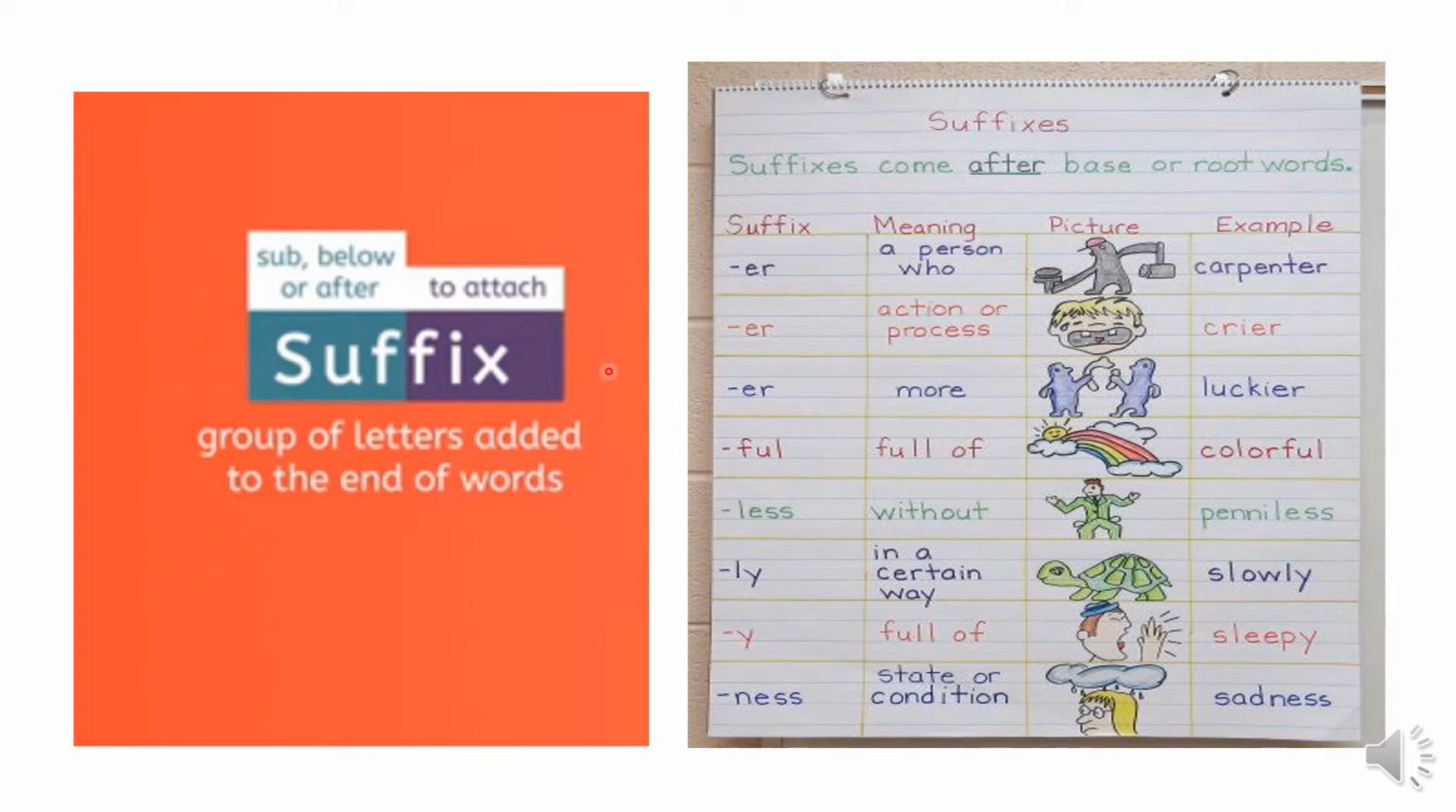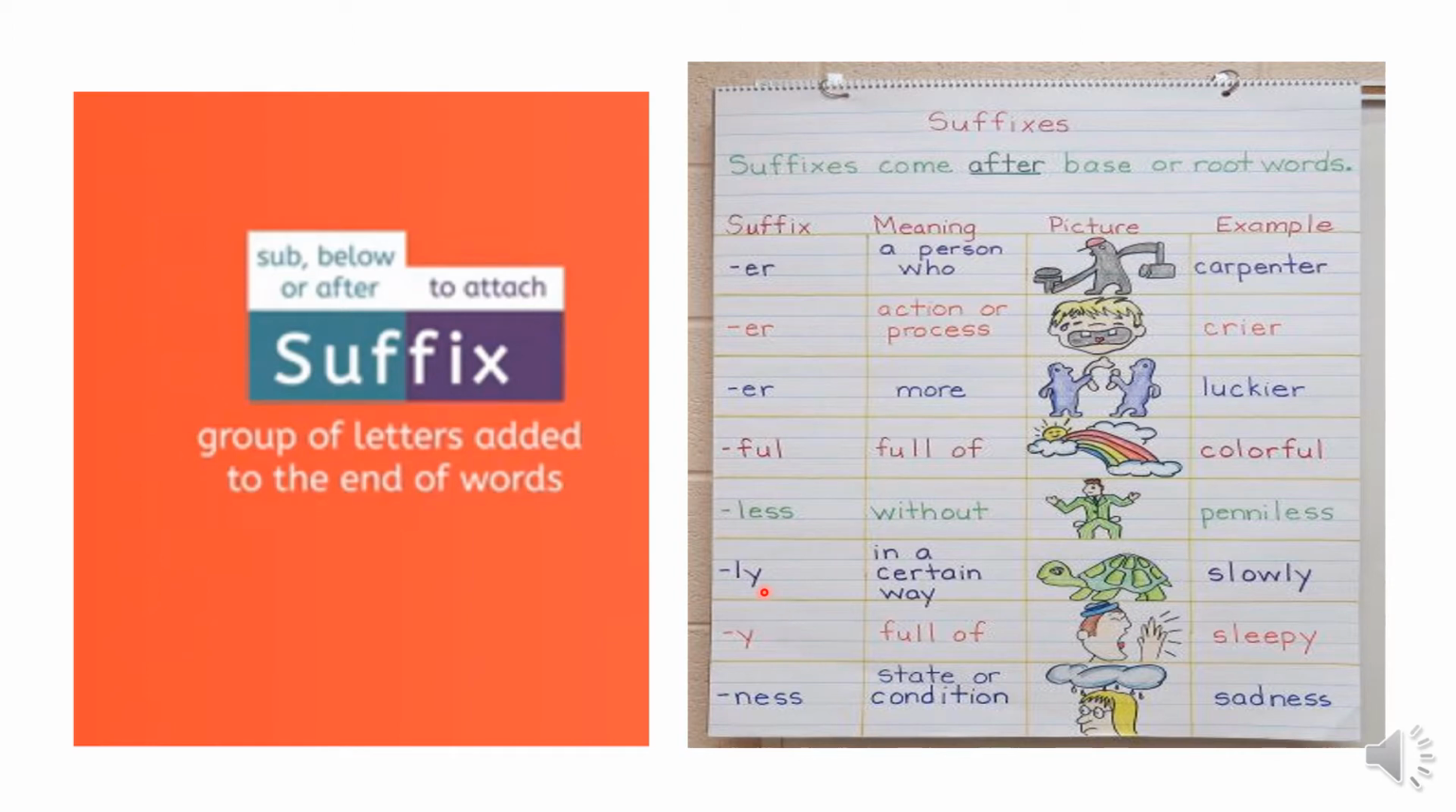Let's take a look at some suffixes to see how you can use them to help you understand the meaning of words. Suffixes come after base or root words. For example, the suffix er means a person who or an action or process, such as carpenter or crier. The suffix er means more, so luckier. The suffix ful means full of, like colorful, or full of colors. Less means without, like penniless. So penniless means without pennies or without money.